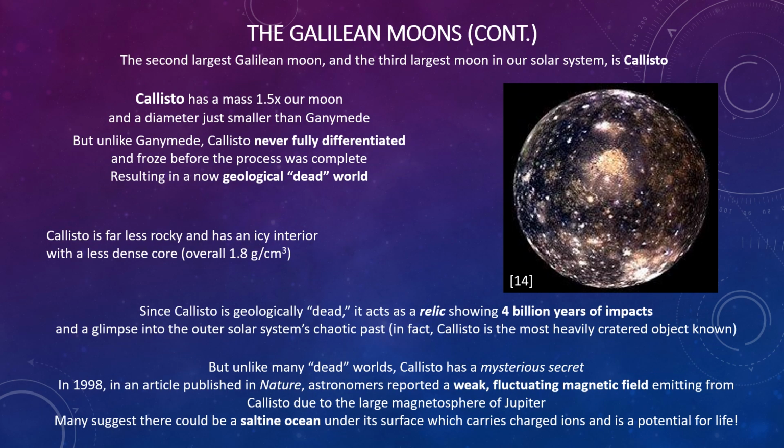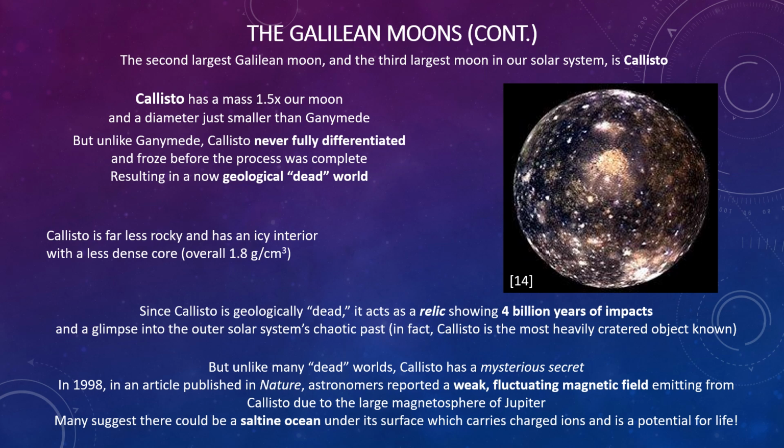The second largest Galilean moon and the third largest moon in our solar system is Callisto. So Callisto is 1.5 times the mass of our moon and has a diameter just smaller than Ganymede. Unlike Ganymede, Callisto never fully differentiated and froze before that process was done. And so this means Callisto is a geologically dead world. It is far less rocky and has an icy interior with a less dense core, giving it an overall density of 1.8 grams per cubic centimeter.